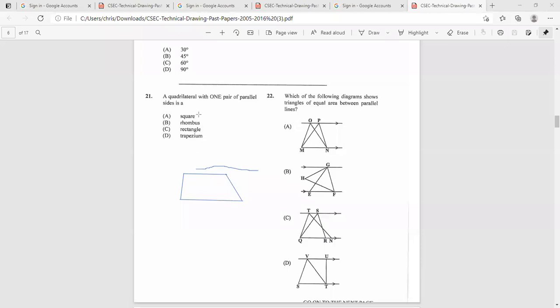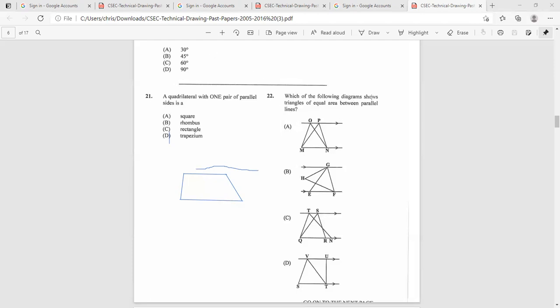Because a square has all four sides equal. A rhombus has opposite sides and angles equal. All right, so it must be a trapezium. A trapezium has two parallel sides, all four sides and angles are unequal. So it has to be trapezium, all right? That's a trapezium. On to 22.